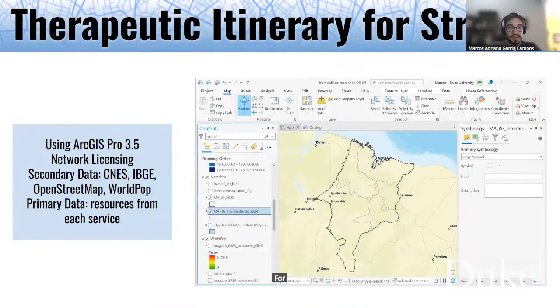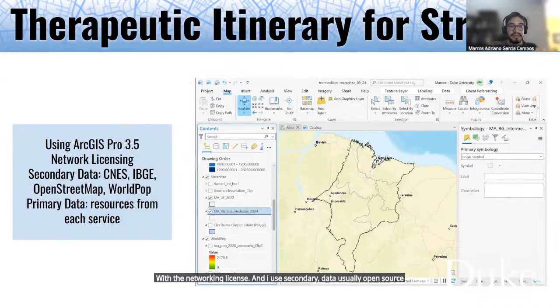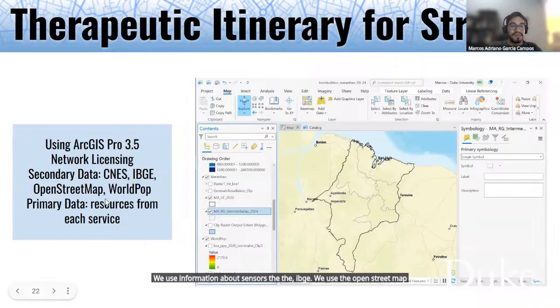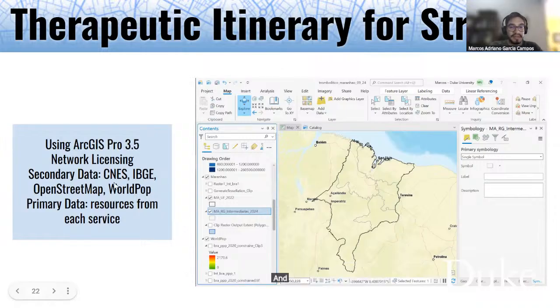To solve that problem, I use ArcGIS Pro with the networking license, and I use secondary data, usually open source and public data sets, like information about the hospitals in Maranhão. In Portuguese it is CNES. We use census information from the IBGE. We use OpenStreetMap for the roads, the streets, and the main points. For the population, I use WorldPop.